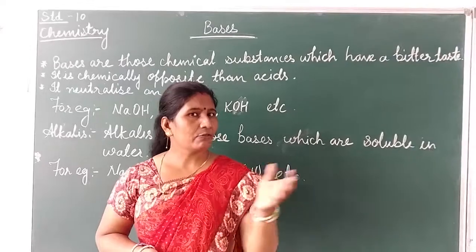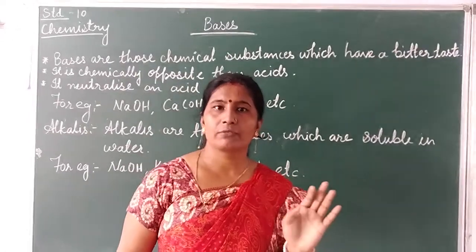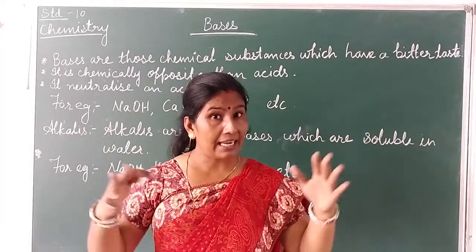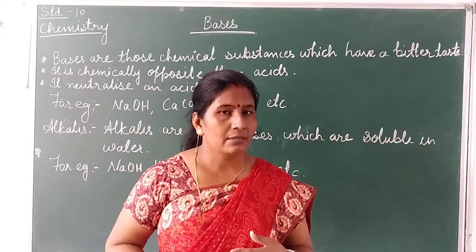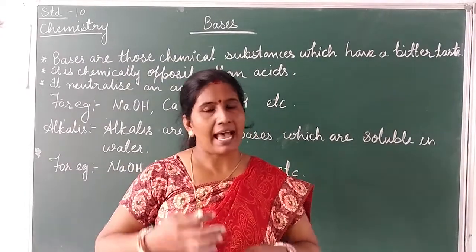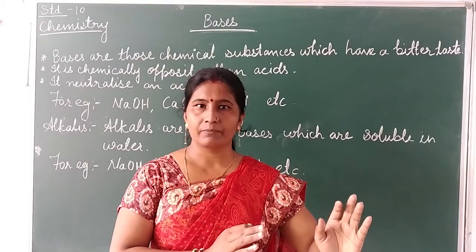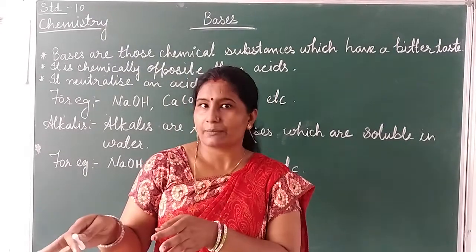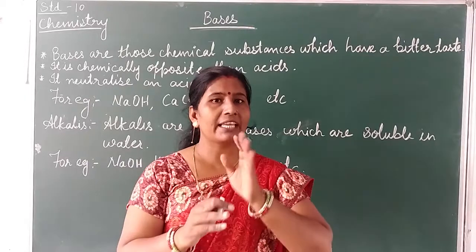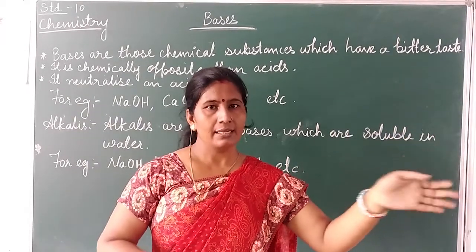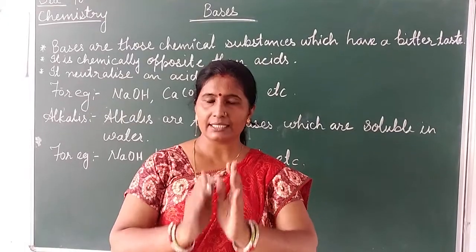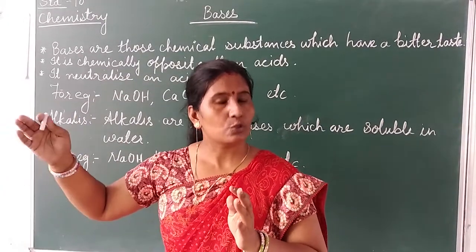So, we have 118 types of elements. And when the elements combine with each other, they form compounds. And these compounds have different properties. And we categorize these substances. First of all, we categorize them into acidic substances. Another is basic substances. And the last one is salts.